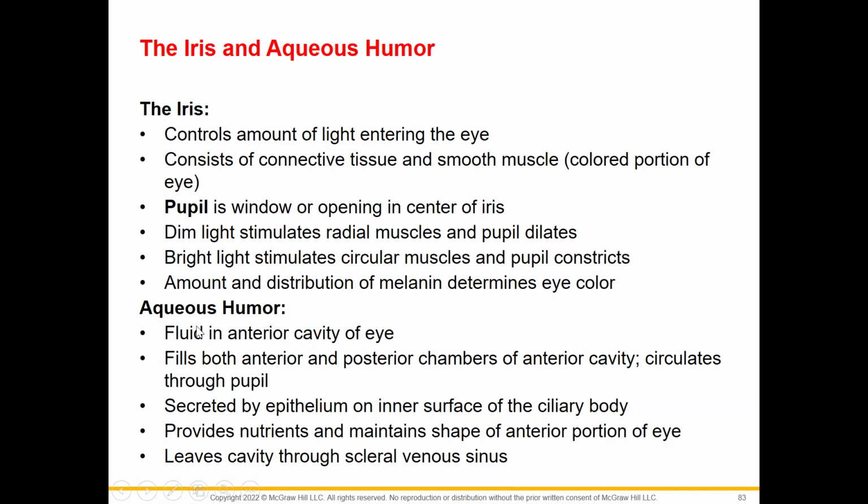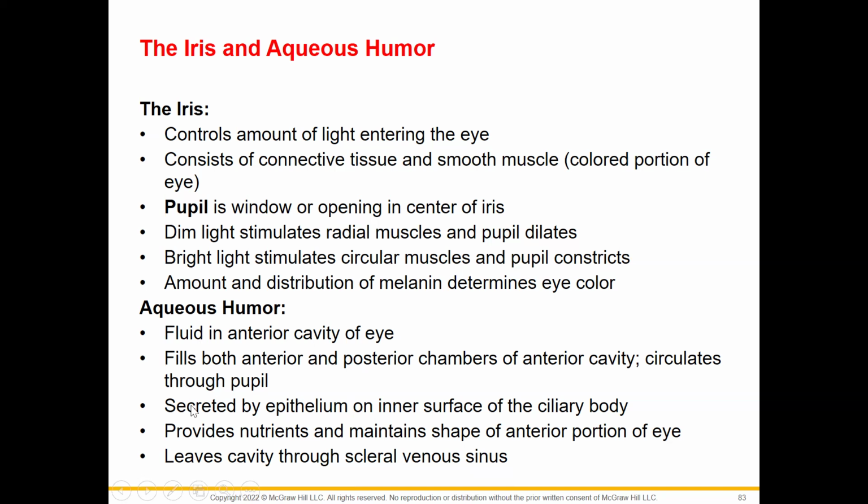Aqueous humor, remember, is the fluid in the front or anterior chamber of the eye, or anterior cavity of the eye. It sits anterior to the lens and the iris. The aqueous humor fills both the anterior and posterior chambers of the anterior cavity. So the anterior cavity, this cavity in front of the lens, has two chambers, an anterior and a posterior chamber. And this aqueous humor circulates through the pupil to go to both the anterior and posterior chamber.